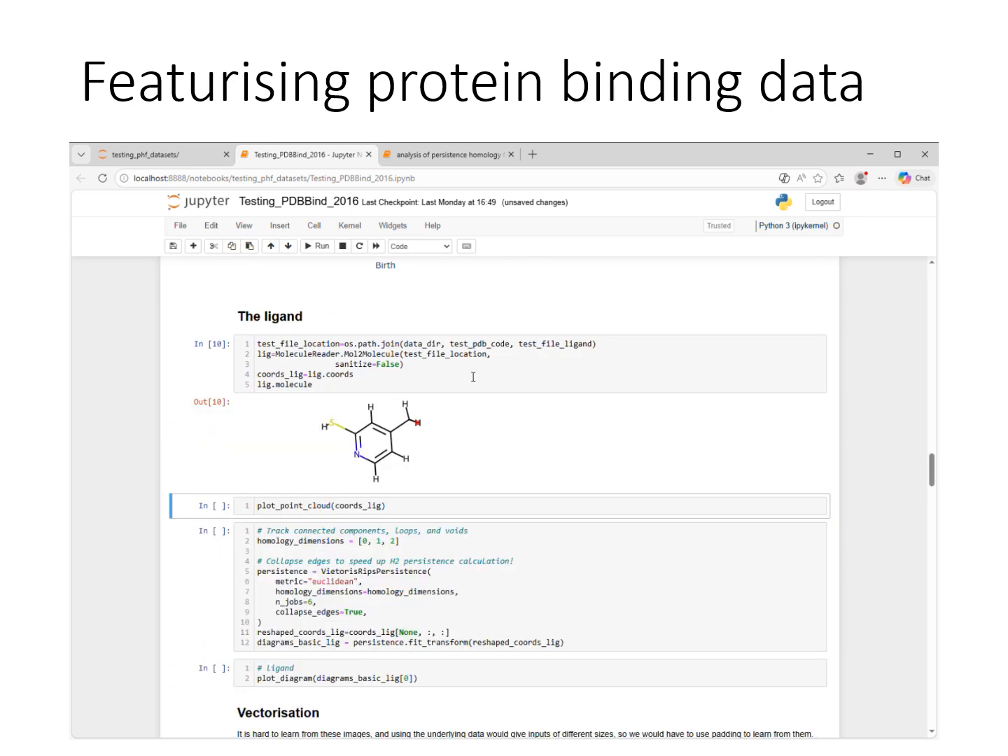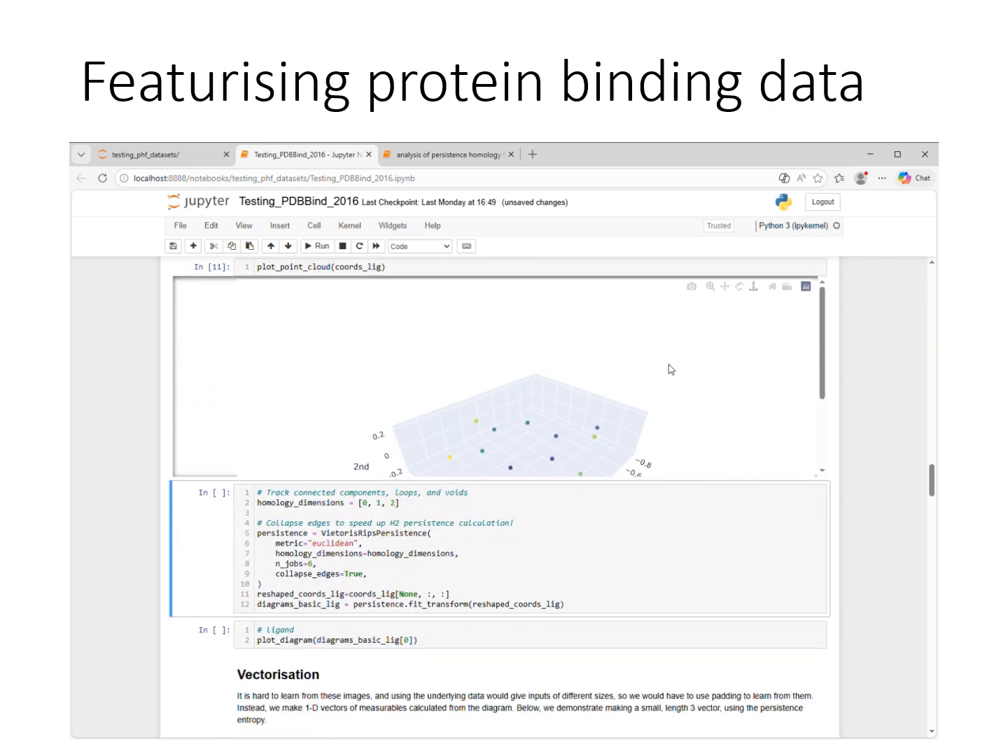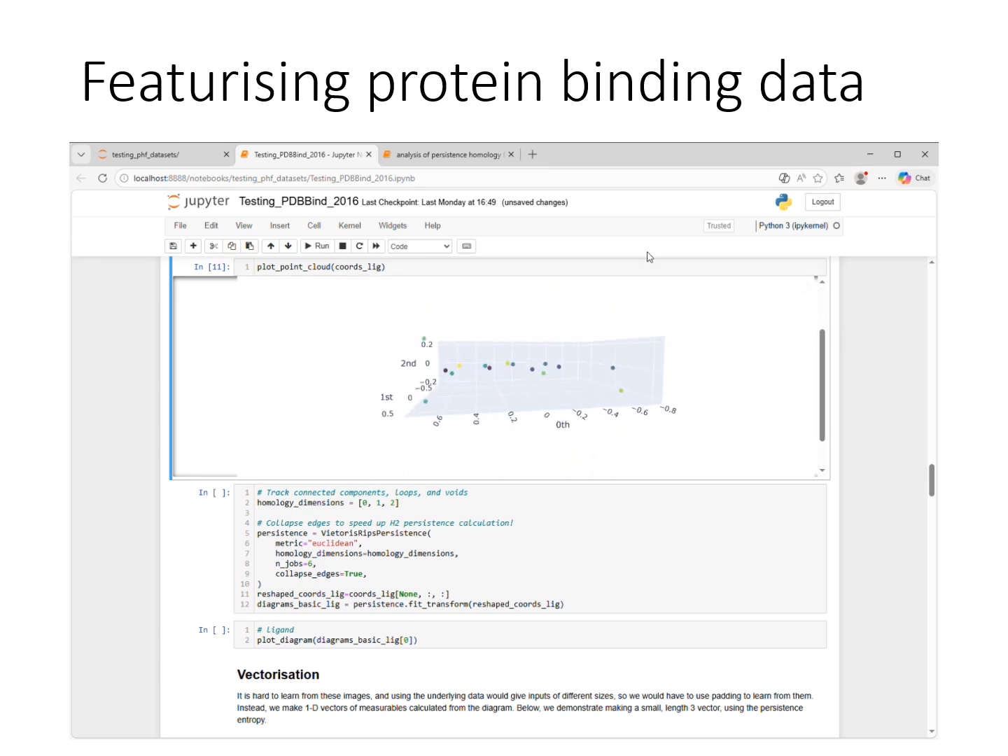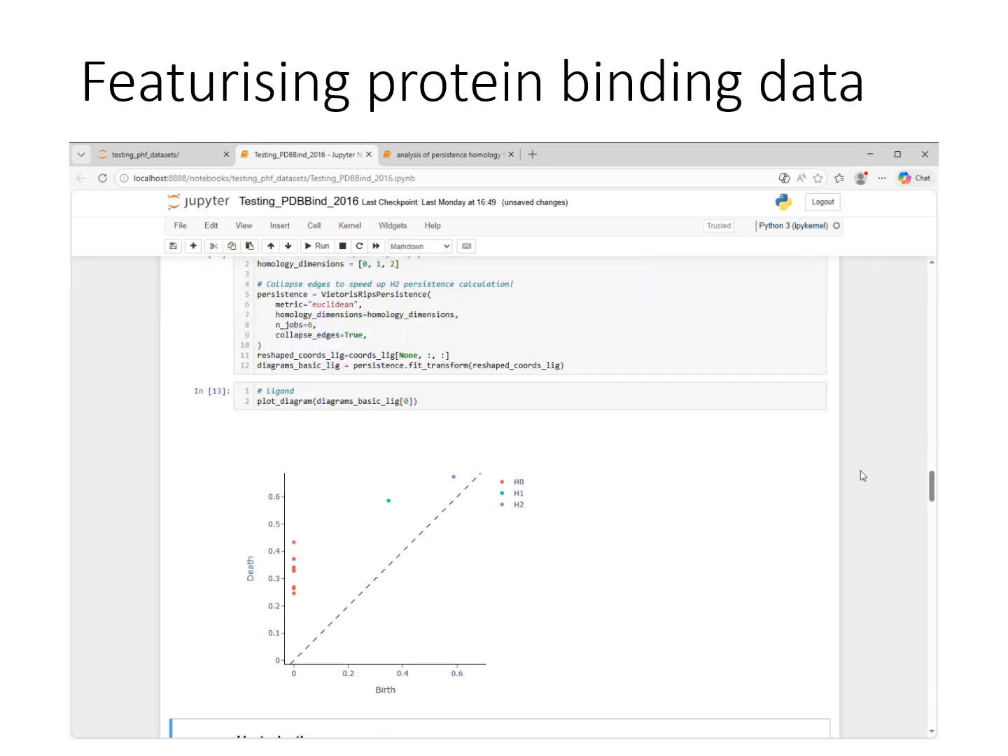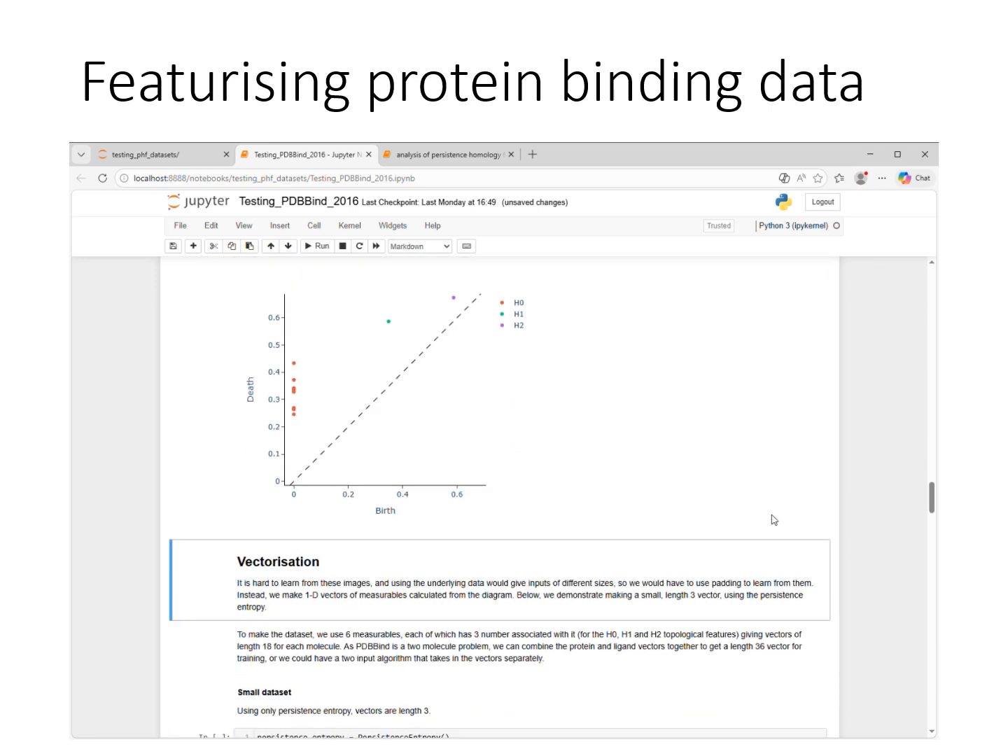Do the same for the ligand, which is not dissimilar from benzene in terms of its structure, in that it's flat and has a loop or ring. And again, it's not surprising we get a very similar persistence diagram to benzene, with one of the most persistent features being the H1 ring at the center.